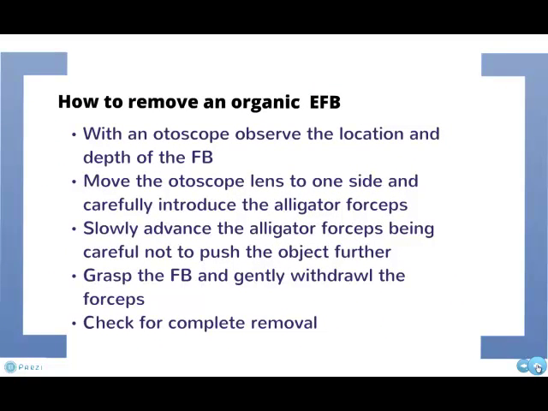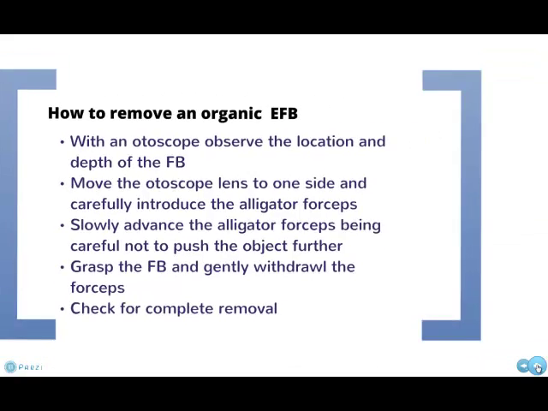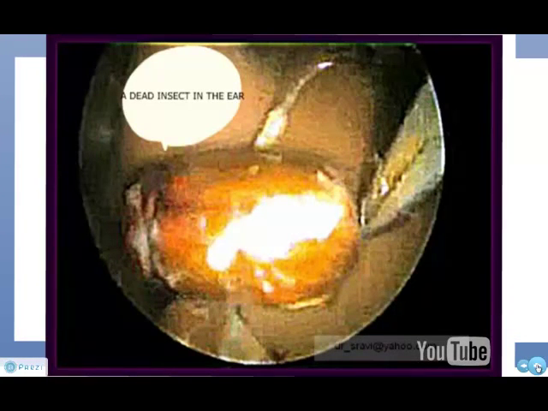To remove an organic ear foreign body, you use an otoscope and observe the location and depth of the foreign body. Move the otoscope lens to one side and carefully introduce the alligator forceps. You want to slowly advance the forceps, being careful not to push the object further into the ear canal. Grasp the foreign body and gently withdraw the forceps. Make sure you check for complete removal. And here's a video on the removal of a dead insect in an ear.